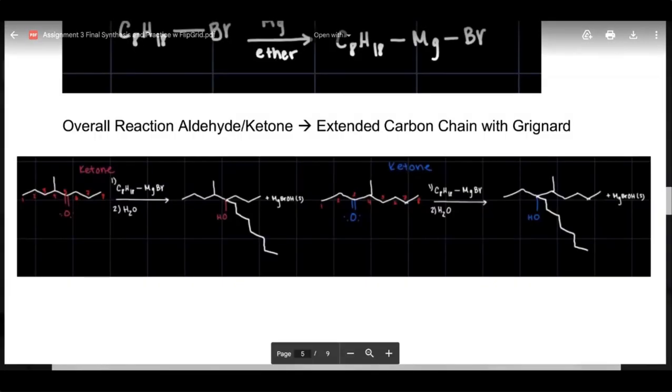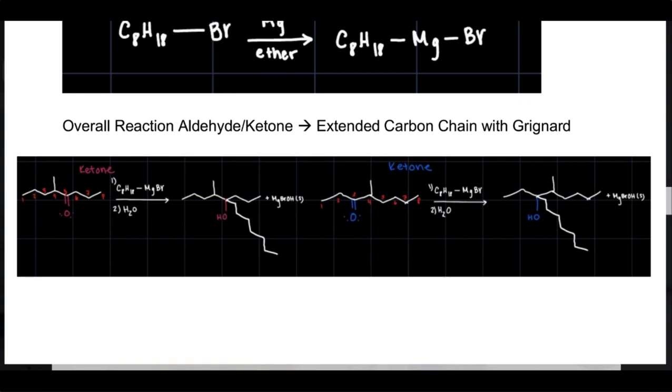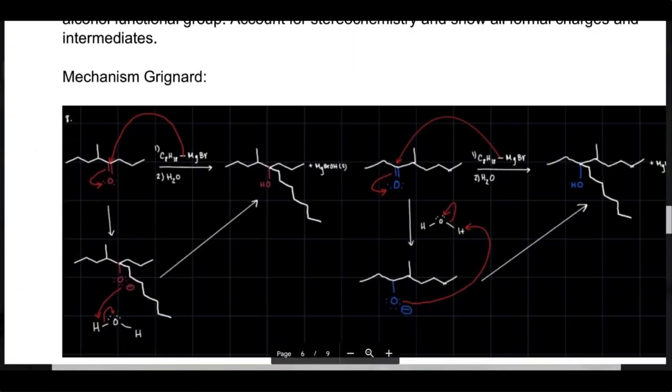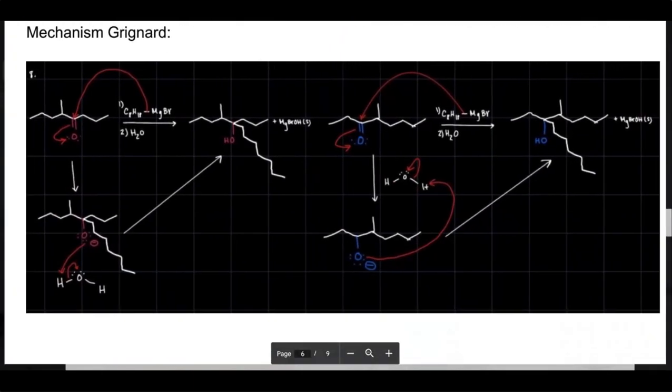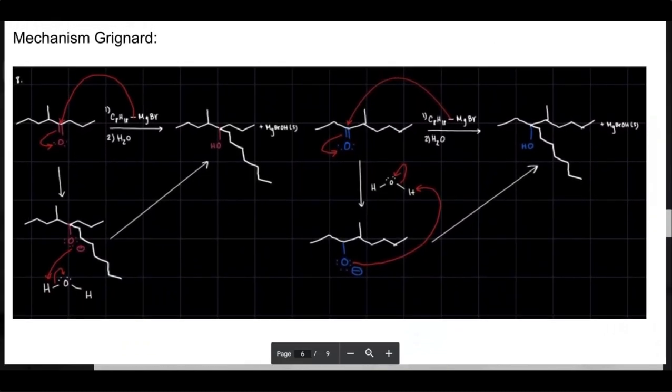I took the ketone product and doubled the carbon chain via Grignard reaction. The first step was to form the Grignard reactant. The reactant was formed and it created C8H18MgBr that would react with my ketone. Below is the overall reaction of the ketone and the extended carbon chain with Grignard.